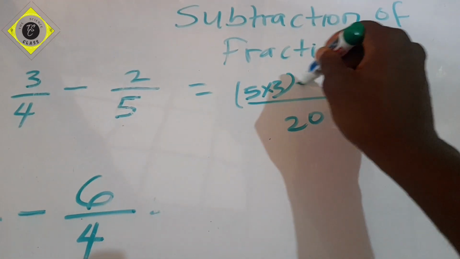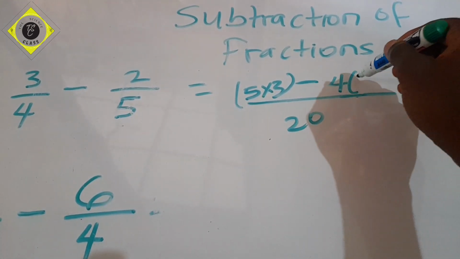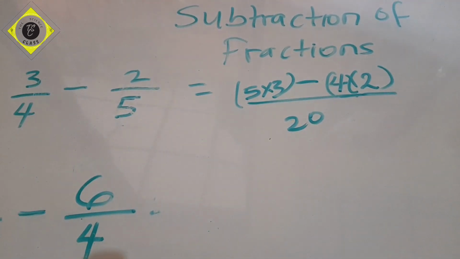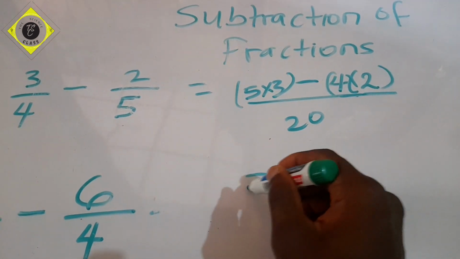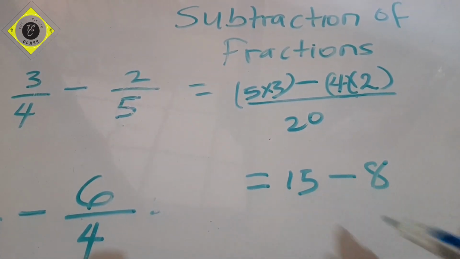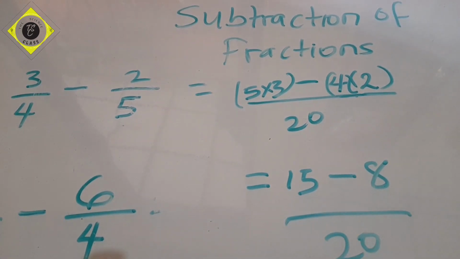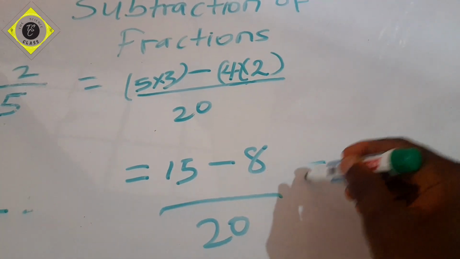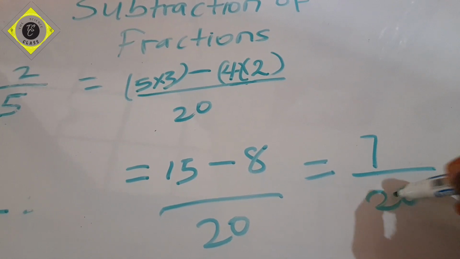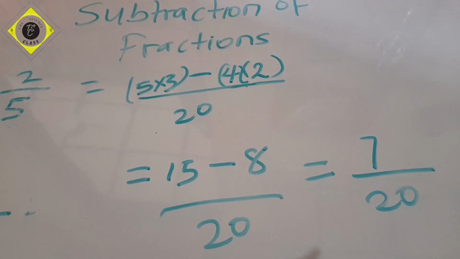So you put your minus here, then it's going to go 4 times 2. This 2 that is on top. So it's going to give us 5 times 3 is 15, minus 8, because 4 times 2 is 8, all over 20. So 15 minus 8 is going to give us 7 all over 20. So 3 over 4 minus 2 over 5 is going to give us 7 over 20. Let's go to the next example.